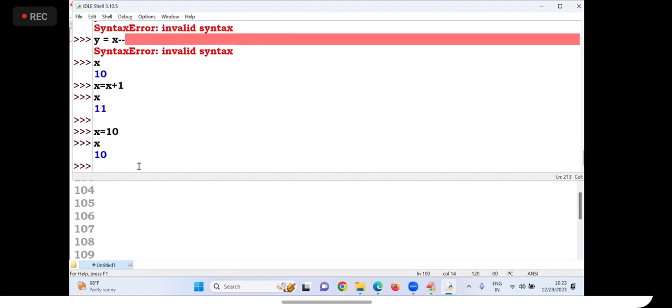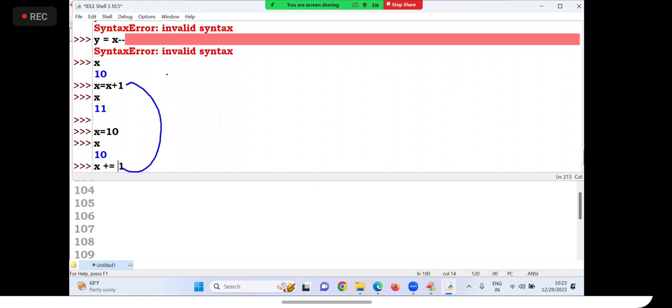Suppose x equal to 10. Okay, fine. x plus equal to 1. What is the meaning of this? It is also equivalent to the above. x plus equal to means any arithmetic operator combined with the assignment operator, and it is called a compound assignment operator, because I have combined two operators here, not a single one. Plus is an arithmetic operator, equal to is an assignment operator. If I combine two operators, that is called a compound assignment operator. So the shortcut is also the same.